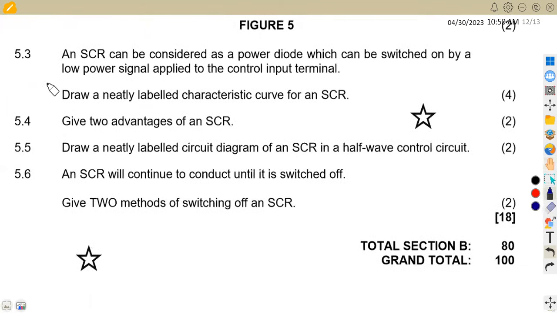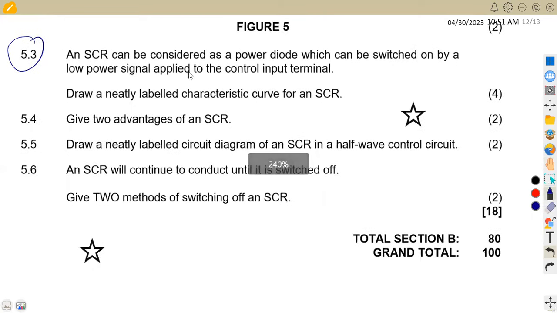5.3, we are now given a silicon controlled rectifier can be considered as a power diode, which can be switched on by a low power signal applied to the control input terminal. Draw a neat labeled characteristic curve. Take note, we are to draw the characteristic curve in this case for an SCR, which is the silicon controlled rectifier.